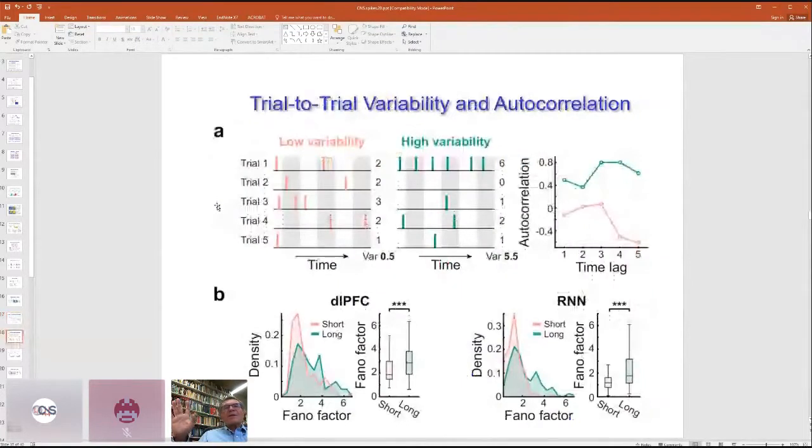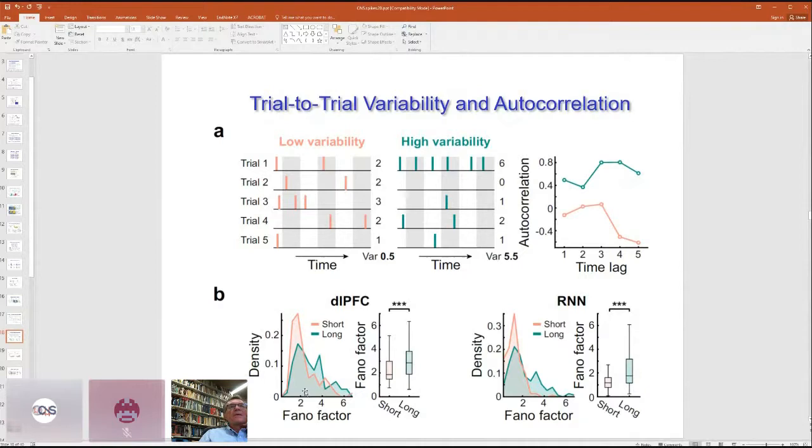Finally, and this is really exciting because this is another thing that can be tested, if you look at the trial variability, it's different depending on where you are in the cortex and also in the recurrent network. So here's a case where there is low variability. On each of the trials, there's like one, two, three spikes. But with high variability, you get some trials where there's like six spikes and others where there's none or one. And if you do an autocorrelation, you can pick that up very easily.